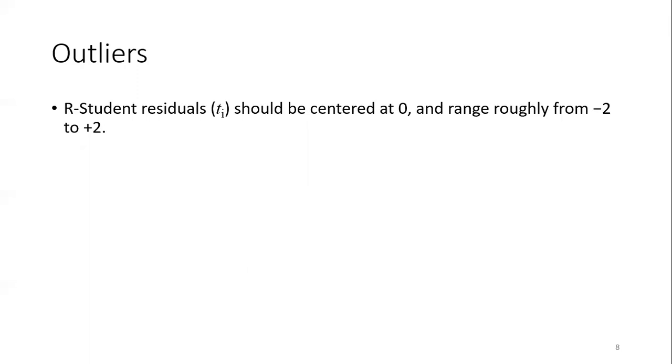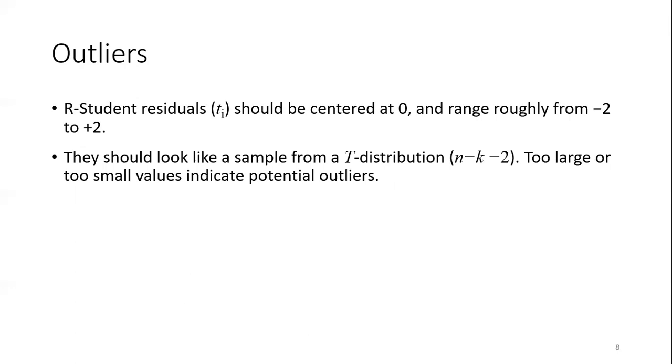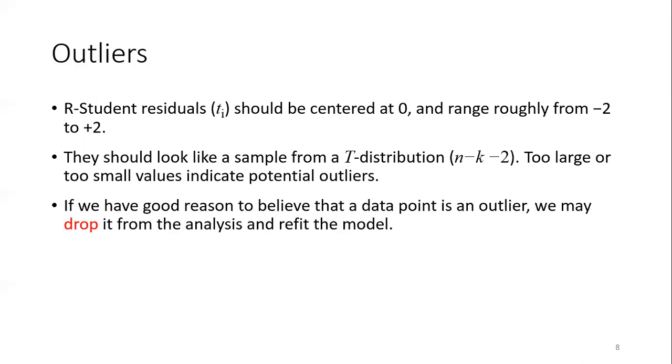As we said, the R-student residuals, the t_i's, should be centered at 0, and they roughly range from -2 to 2, since the degrees of freedom just change. So too large or too small values indicate potential outliers. If it is, for example, plus 10 or -9, then they are potentially outliers. If we have a good reason to believe that a data point is an outlier, we may drop it from the analysis and refit the model.